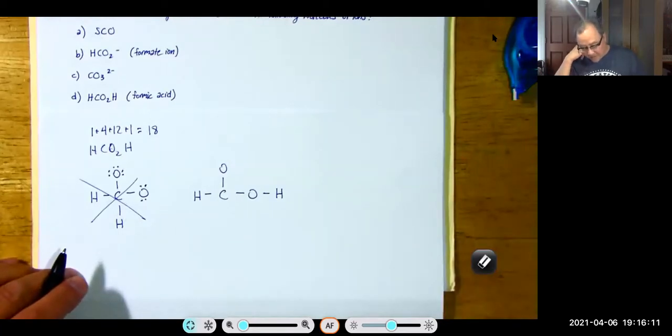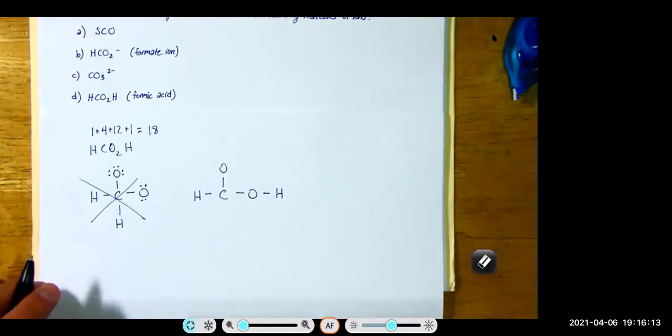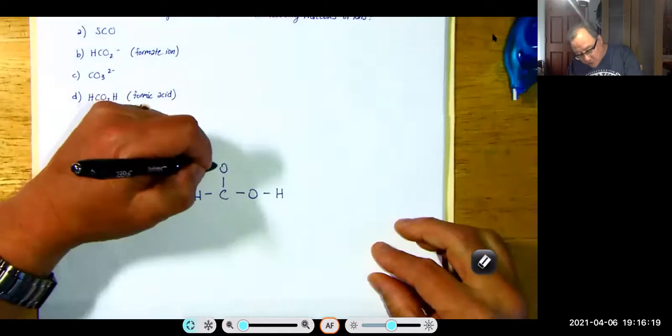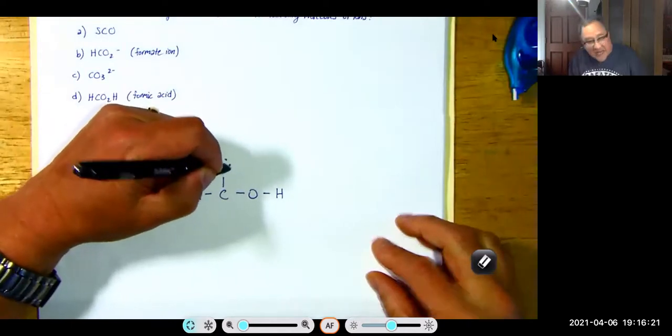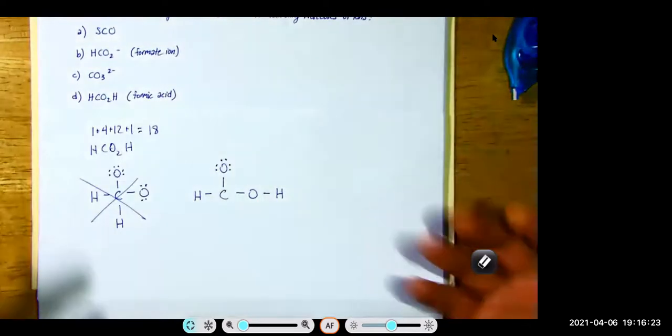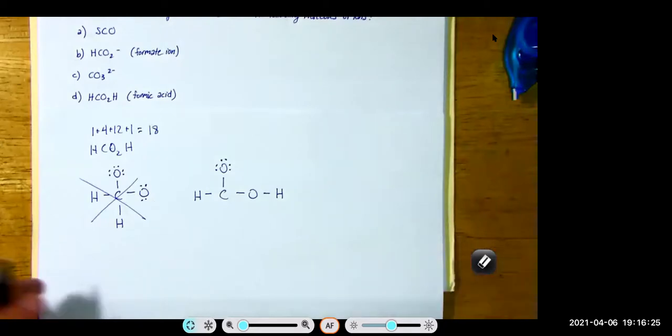Where do you want to put electrons next? Around the oxygens. Which one? First, the one at the top. That's right, because it's terminal. This one's inside of the molecule. So you put them on the terminal one first. Now what do you want to do?